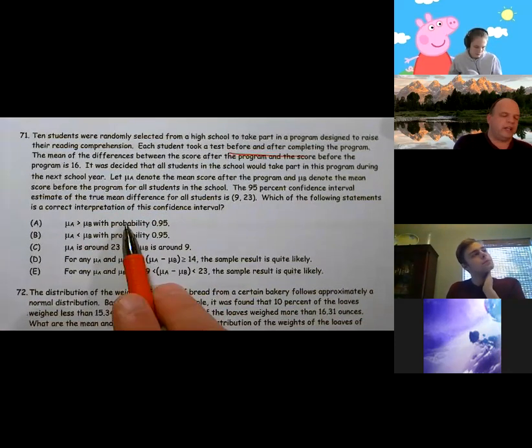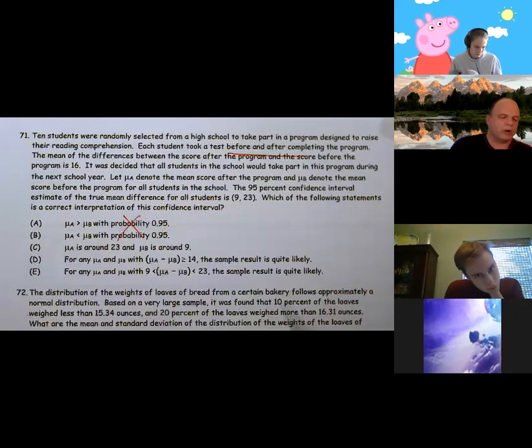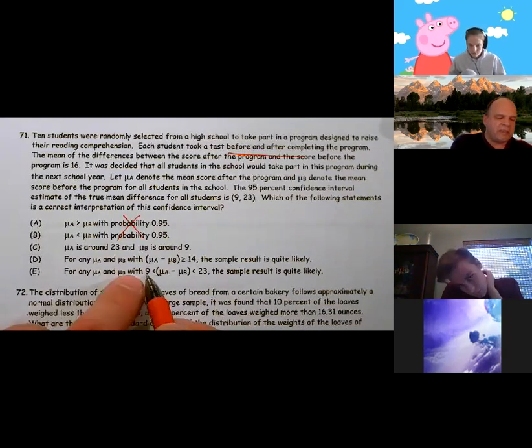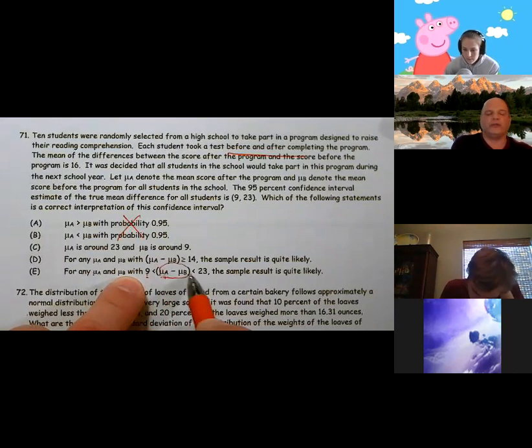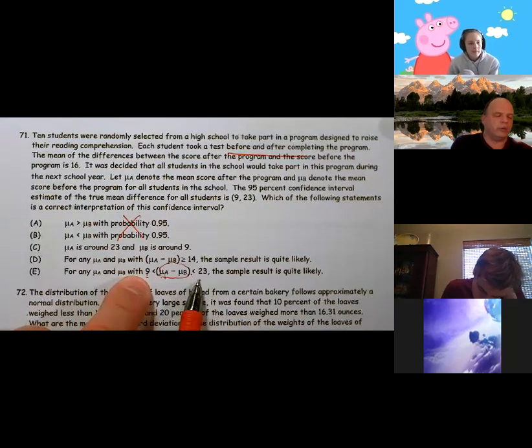I see the word probability and I really don't even have to do much with it. I just know it's wrong. So what is a confidence interval? This confidence interval, if I'm putting it in context, is we're 95% confident the true population mean difference between before minus after, or after minus before scores lies within the interval 9 to 23. The true mean difference lies within the interval 9 to 23.